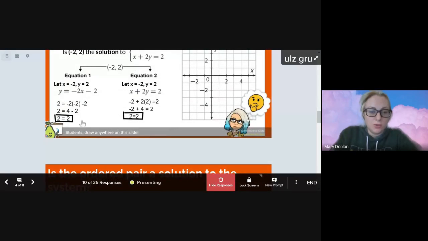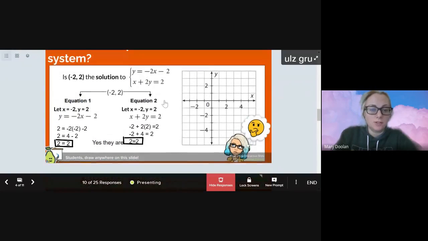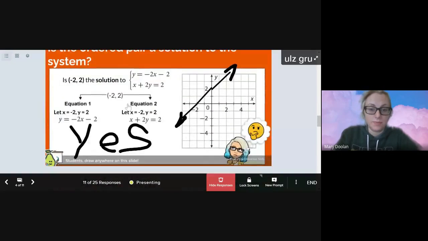Okay, here's someone who did what we were supposed to and show the work. All right, so good job to this person here. We can see replacing the y with 2 and the x with -2. Simplifying this, we end up with a true statement, 2 equals 2. So this side's true. Then we check over here, plugging in the values, and we get another true statement. Okay, so since they're both true, yes, it is a solution.